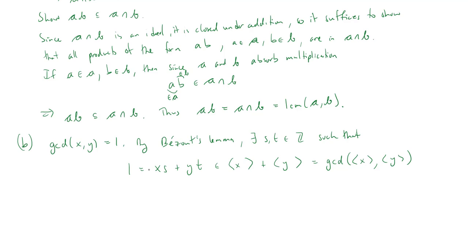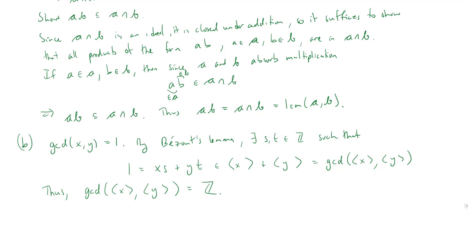But once we get 1 in an ideal, then we know that the ideal equals the whole ring. So thus, the GCD of the ideal generated by x and the ideal generated by y equals the ring of integers.